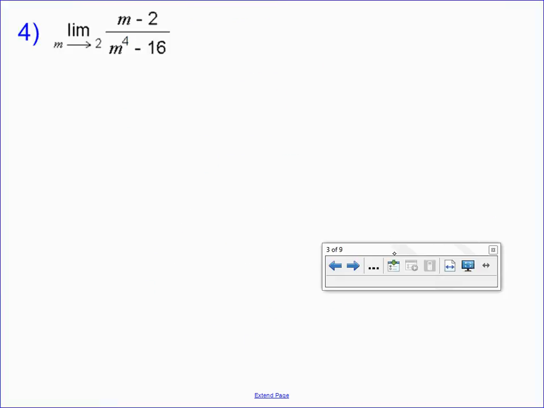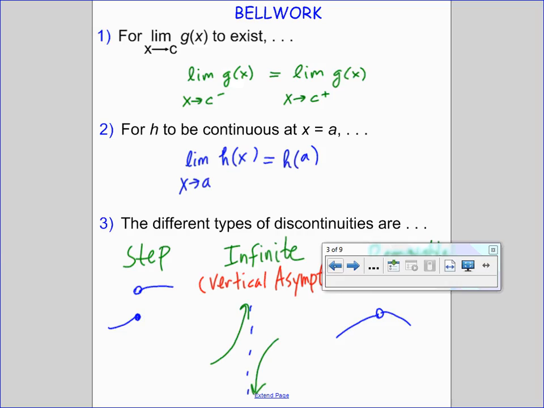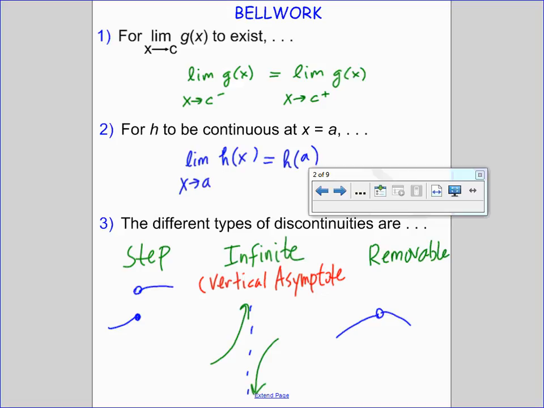Remember, when evaluating a limit algebraically, this would be on the non-calculator portion of the test. We always want to do a direct substitution first to see what we're working with. And so upon initial substitution, I get m going to 2, 2 minus 2 is 0, over m going to 2 to the 4th is 16 minus 16 is 0. I get an indeterminate form. And so, more often than not, we found that this limit does exist.